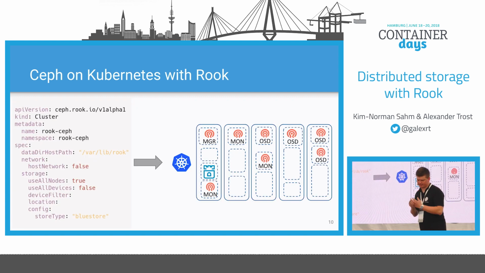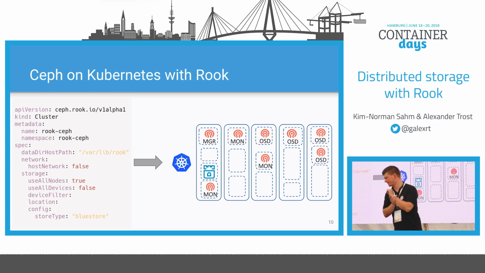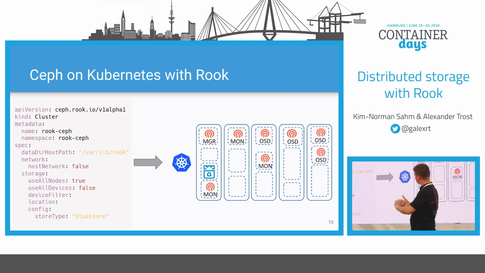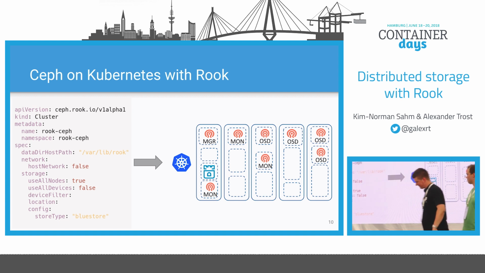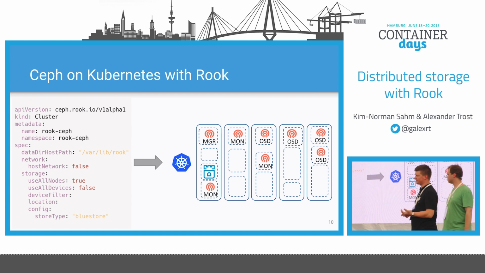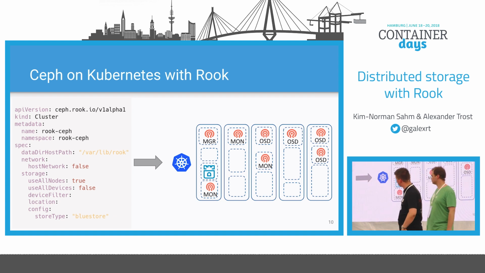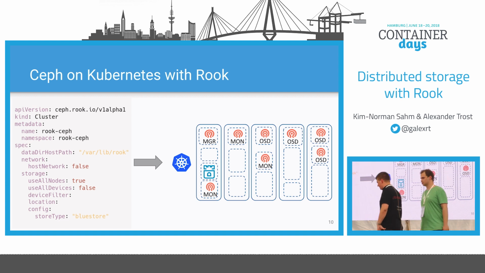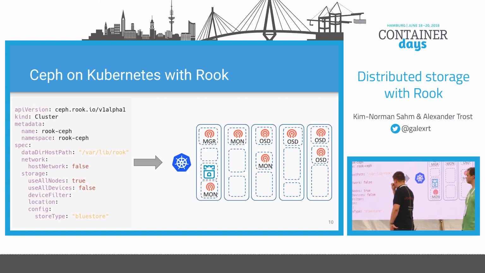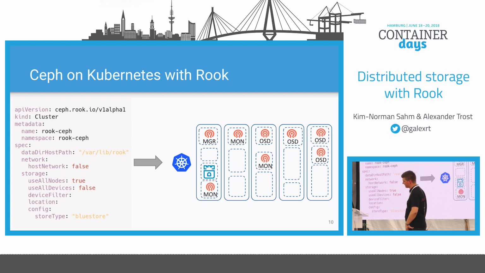Okay, how can we deploy a Ceph cluster by using Rook? The left side shows the deployment manifest. Yes, it's not high enough. It shows the manifest for deploying a Ceph cluster by using Rook. We have our cluster kind. We're using the ceph.rook.io API version, and we have some specs for our Rook cluster.